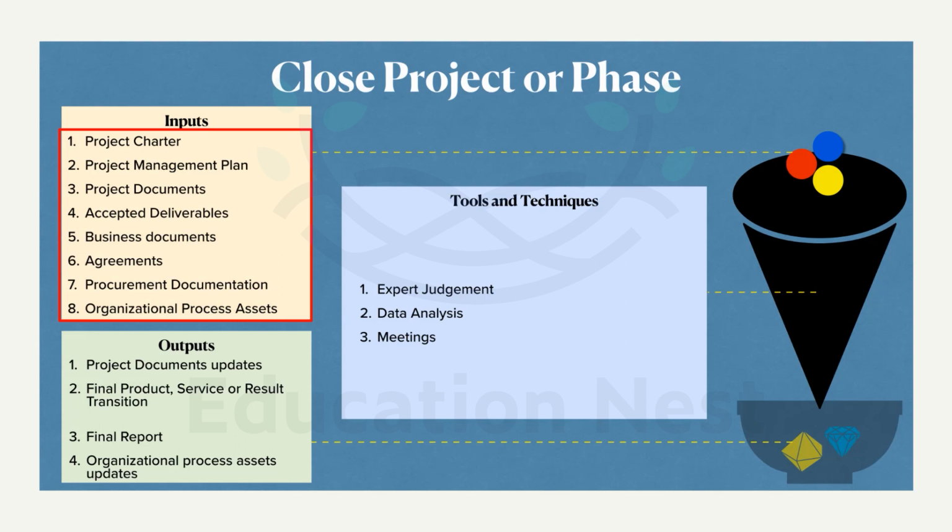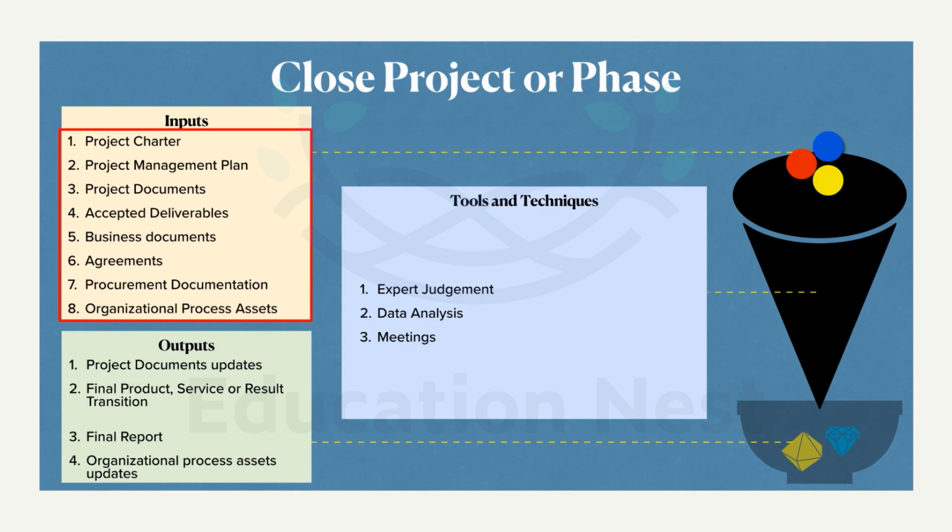Acceptance of deliverables from all the stakeholders. Right? When we say stakeholders, they could be internal customers, external customers, acceptance from the sponsor, the one who is sponsoring the project. Right? Business documentation acts as an input. Agreements. We learned what agreements are between vendors and the customers, NDAs. Right? So those agreements act as an input.